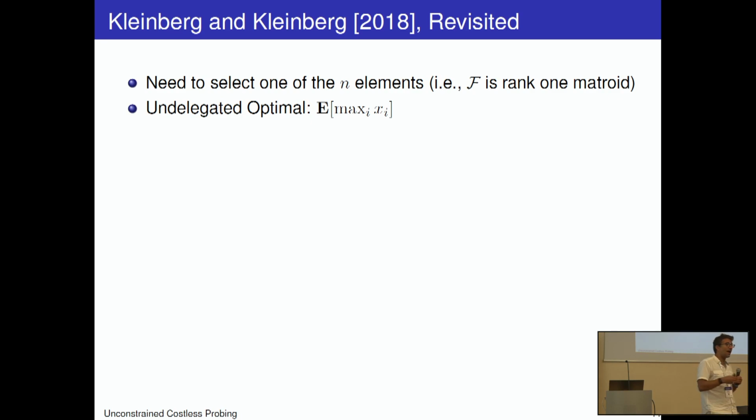Here, the undelegated optimal, your benchmark, is the expected maximum realization of your utilities for these elements. So the expected maximum over all elements i of x_i. That's the undelegated optimum here. And again, you should start thinking of connections to the prophet inequality. You have random variables, and you want to pick the best one.